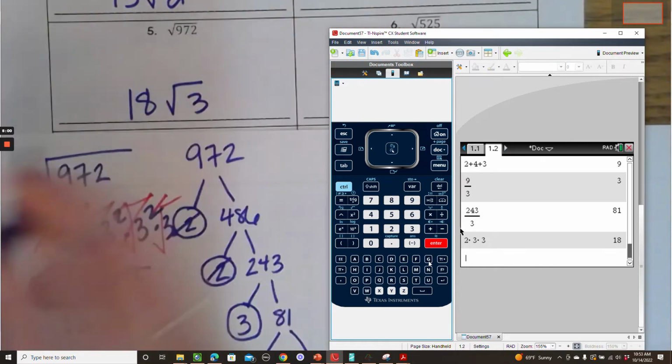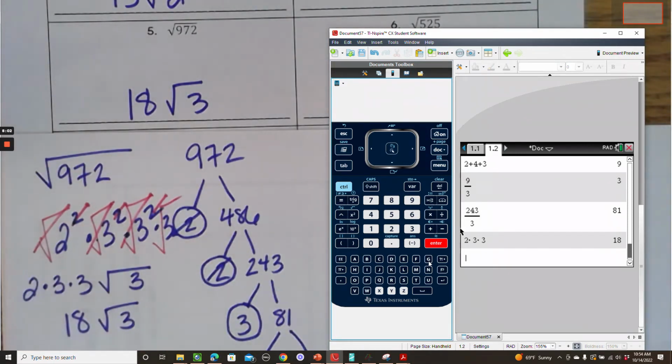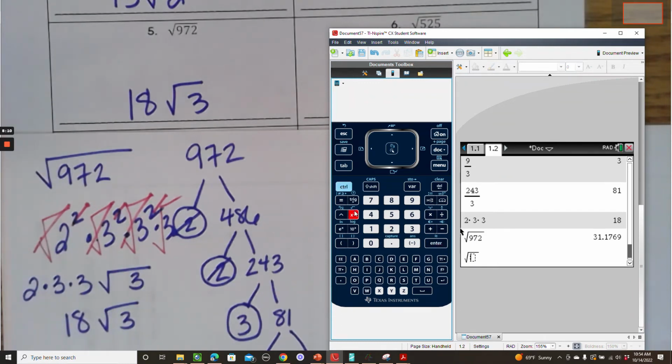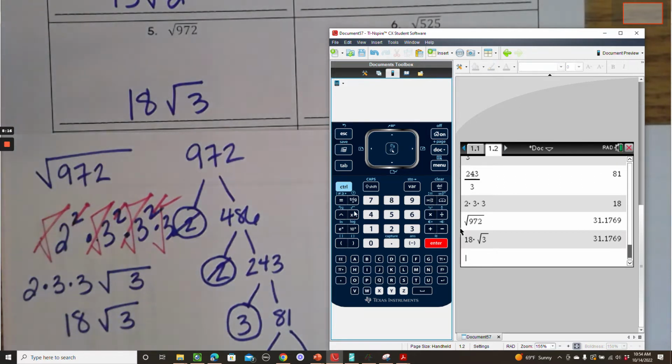Okay, so here's how you do it if it's multiple choice. If it's multiple choice, type in the question what they want you to simplify, and then type in your answer choices. So 18 times the square root of 3, and guess and check. If it's multiple choice, you can do it that way. That is what I teach Algebra 1 kids to do when it's multiple choice.